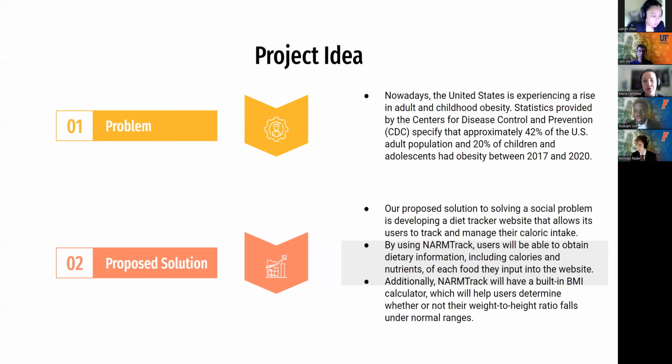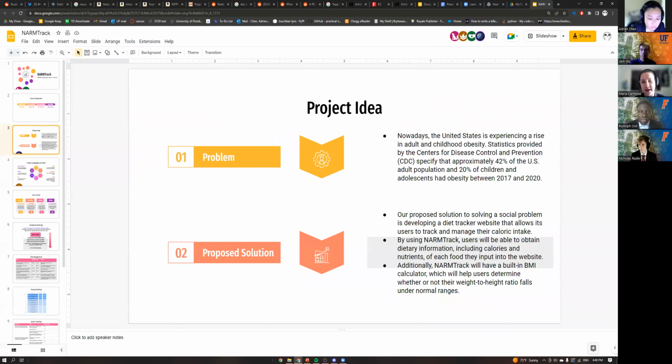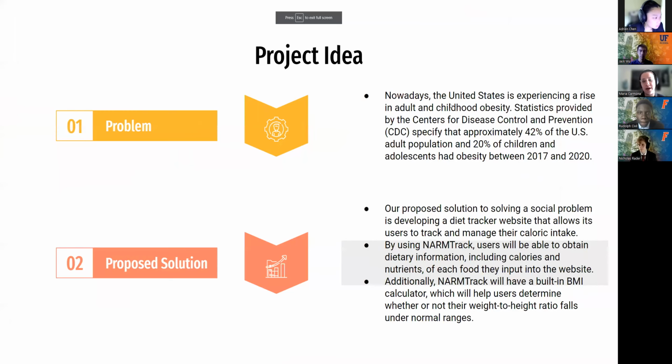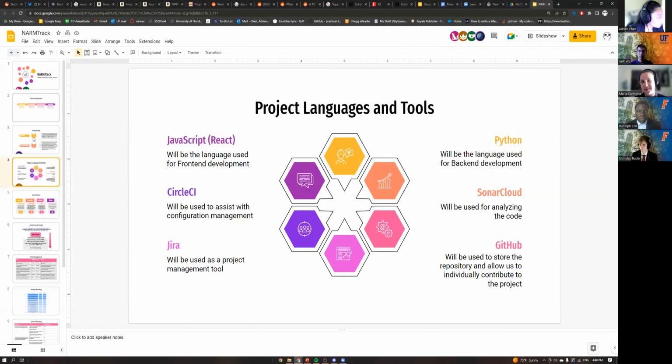Our proposed solution for this problem is a diet tracker website that allows its users to track and manage their caloric intake. By using NormTrack, users will be able to obtain dietary information, including calories and nutrients of each food they input into the website. NormTrack will also have a built-in BMI calculator, which will help users determine whether or not their weight to height ratio falls under healthy ranges.